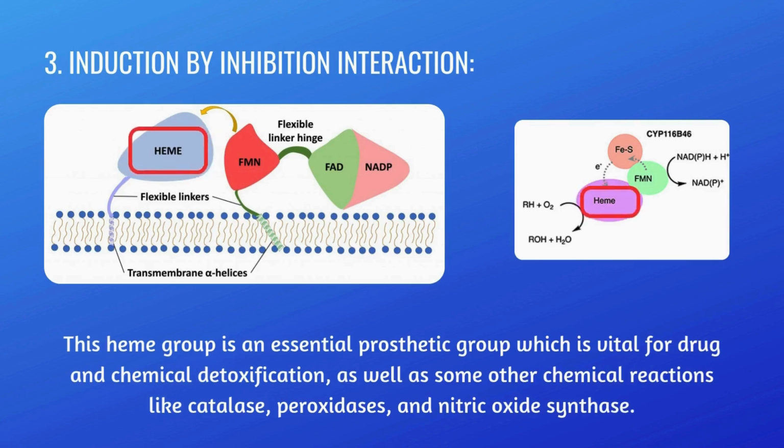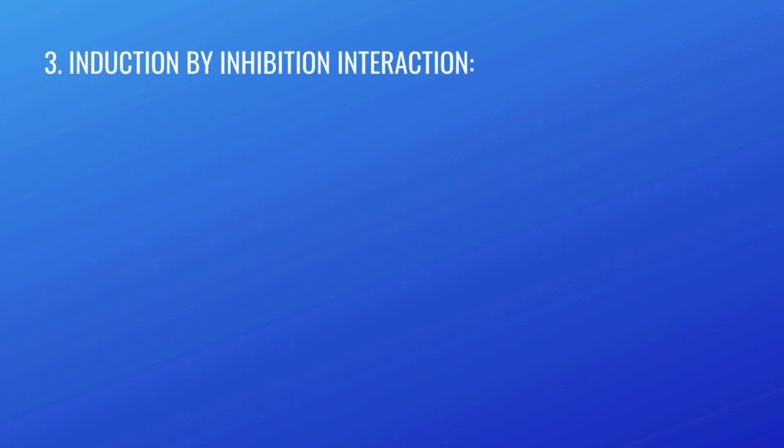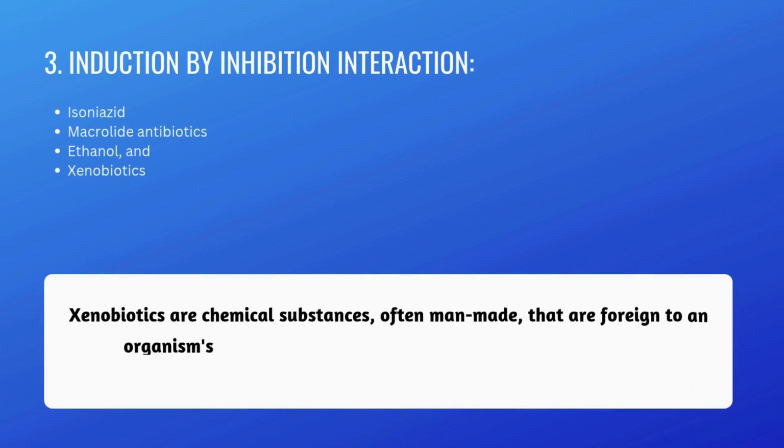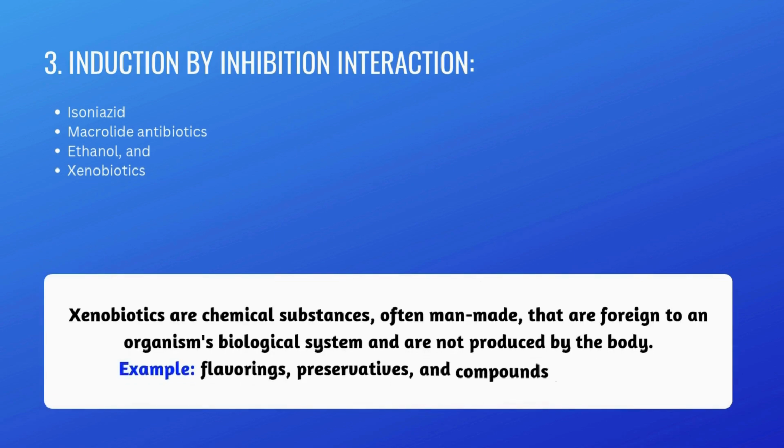Now, certain drugs or chemicals like isoniazid and macrolide antibiotics, ethanol, and even some xenobiotics. Here, xenobiotics are chemical substances, often man made. They are foreign to the organism's biological system and are not produced by the body. Example: substances added to the food, such as flavoring and preservatives, and compounds in cosmetics are considered as xenobiotics.